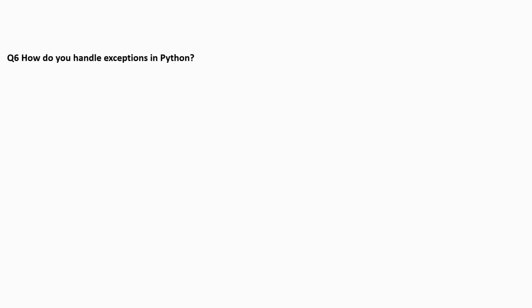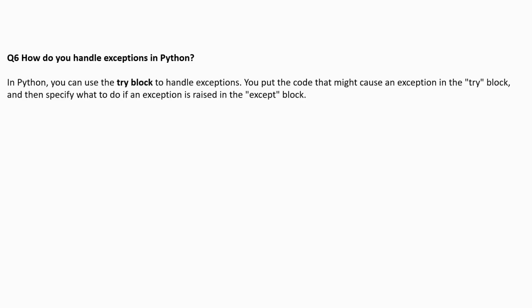How do you handle exceptions in Python? In Python, you can use the try block to handle exceptions. You put the code that might cause an exception in the try block and then specify what to do if an exception is raised in the except block. Okay, now what happens in Python?